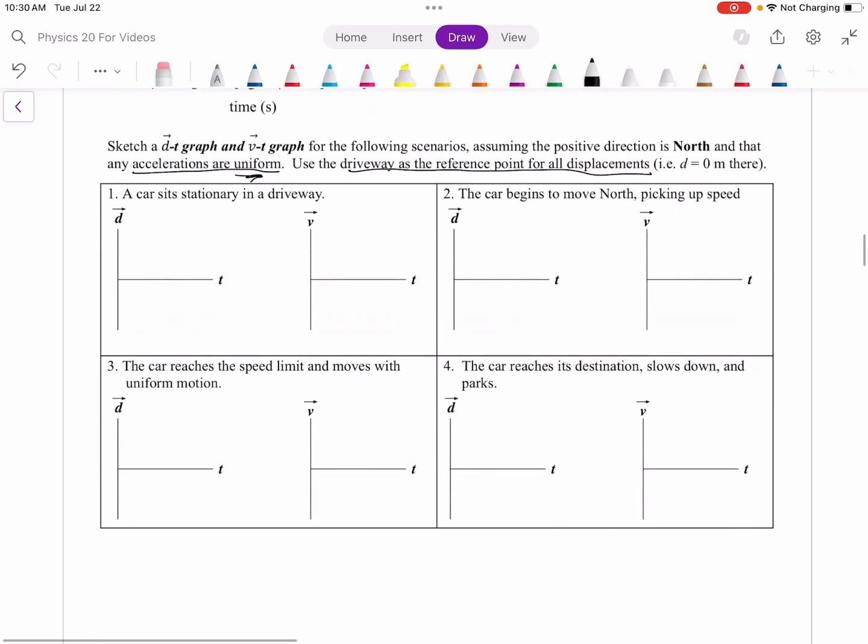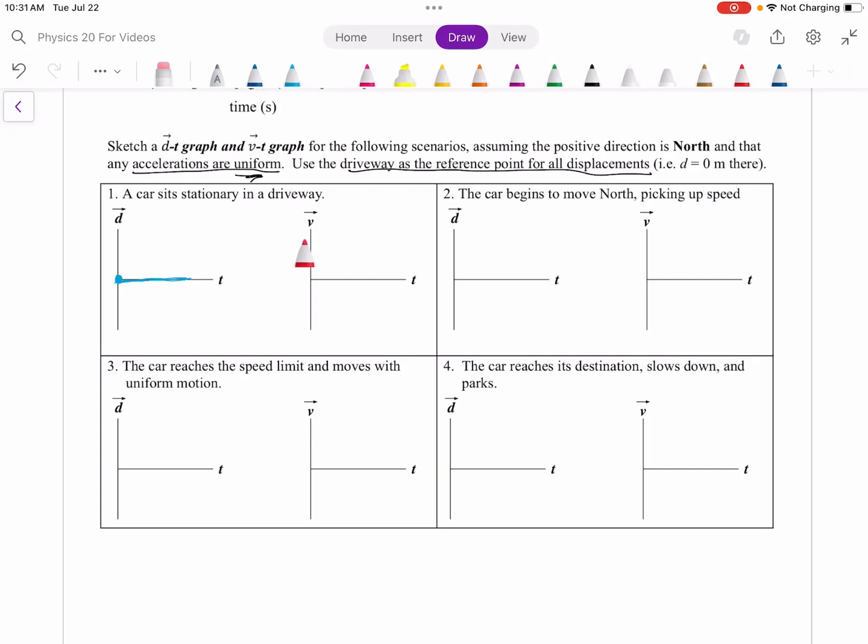Okay, let's go ahead and try part 1 here. A car sits stationary in a driveway. All right, so let's think about if the car is just sitting stationary in the driveway, stationary meaning not moving, well, as time goes on, right, for this motion, how is its displacement from the driveway going to be changing? Well, it's not, right? Where's it going to start at? It's in the driveway, so it's going to start at a displacement of 0, right? And if it's just sitting stationary in the driveway, well, as time goes on, it continues to just sit stationary in the driveway, right? Perfect.